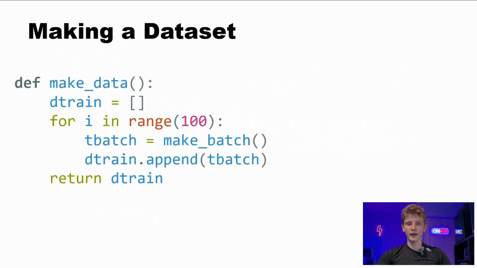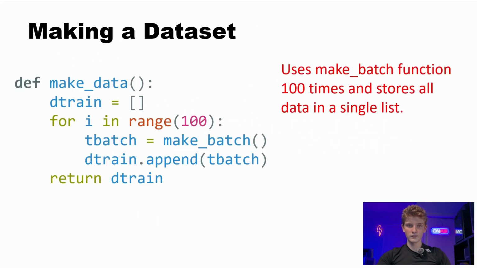Now, if we want to make an entire set, we have this function here. This is just below the make batch function. Here we have make data, and this will just call our make batch function 100 times, and it will store each batch that is returned by the function in this training data list. And then, of course, it will return the set of training data.